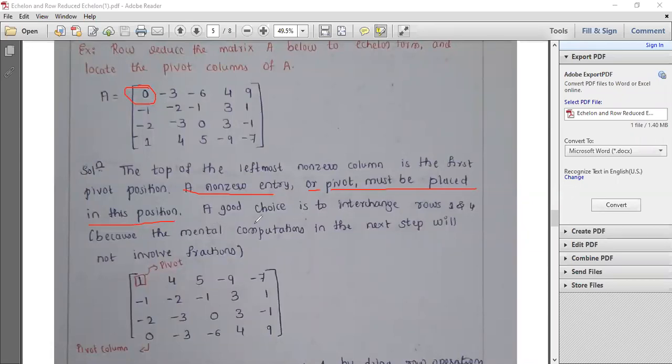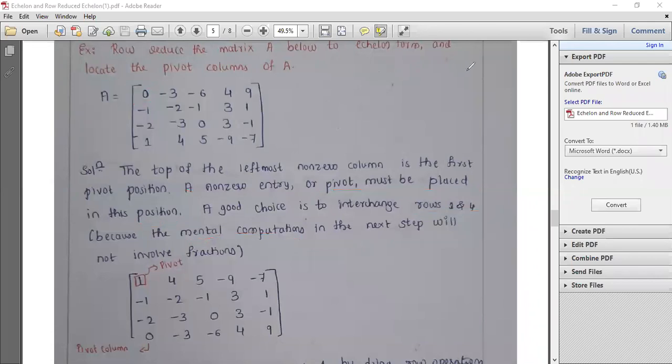So a good choice is to interchange row 1 and row 4. I'll interchange them and write the matrix again, because the mental computations in the next step will not involve any fractions if I just change it. Otherwise, you have to add rows, then make it 1. Instead of that, I'm just going to interchange.